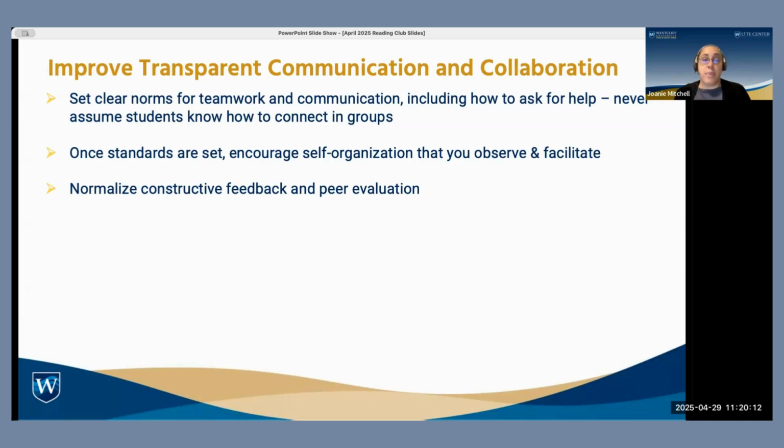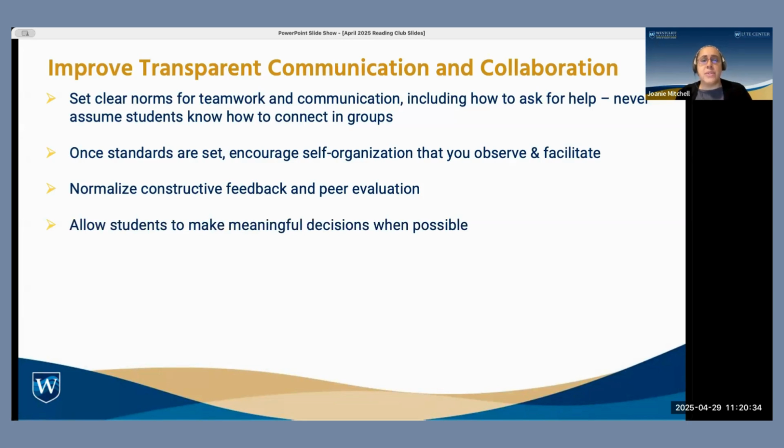Normalize constructive feedback and peer evaluation. We hear over and over again just how scared our students are of each other. And I don't know why. But we do hear a lot of times they're very shy sometimes to give each other feedback, to share ideas, to disagree with one another. And maybe fear is not the right word, reluctant anyway.